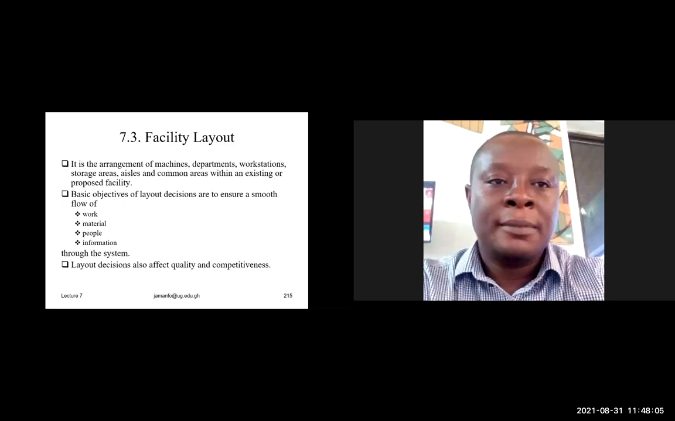Now, normally when we are doing this kind of arrangement of machines, departments, workstations, and storage areas, we will do so to achieve some objectives. And the basic objectives of layout decisions are to ensure that there is a smooth flow of work, a smooth flow of materials, a smooth flow of people, and a smooth flow of information all through the system. The emphasis is on the smooth flow. Layout decisions also affect quality and competitiveness.